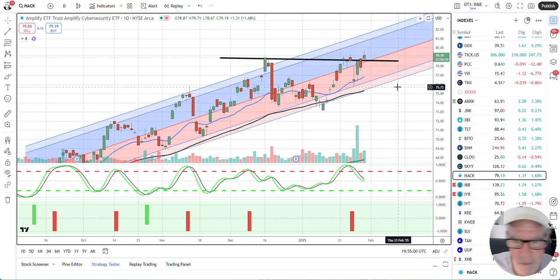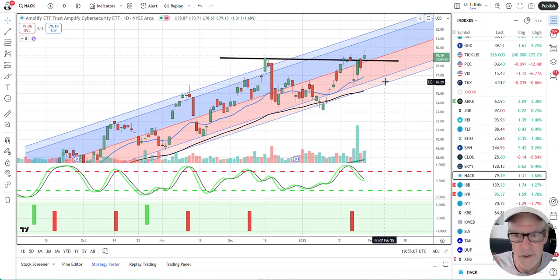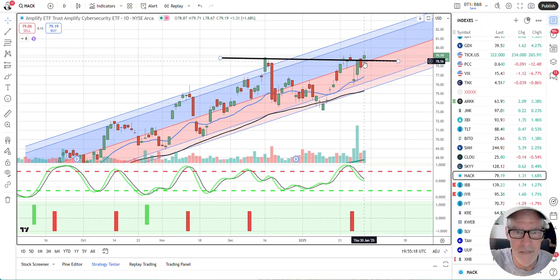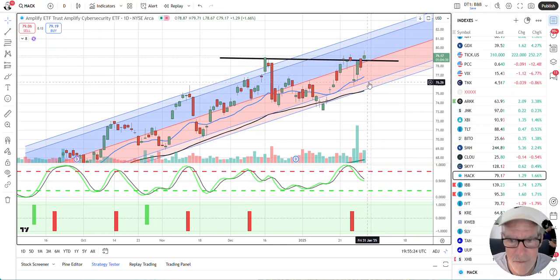Fortinet is your best of breed, but there are some others. We also like CrowdStrike. We like Palo Alto and CyberArk. Those are my top four in this space. And after a really bad day yesterday, they bounced back up today, and they're printing new all-time highs. So keep an eye on this space. Most of those guys have earnings coming up very quickly, so probably not a trade just yet.